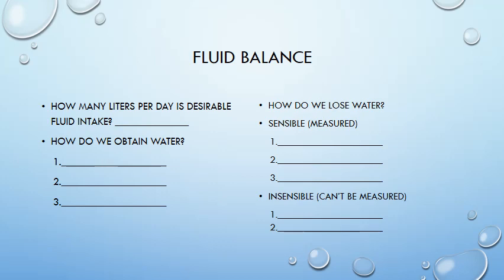How do we obtain water? How does our body get water? So think about that and bring your answers into class. How do we lose water? Okay, there are two ways that we lose water, sensible and insensible. Sensible means that we can measure it. Ways that we lose water that are measured. And insensible cannot be measured. So there's a couple ways that we can lose water that we can't measure, but we know that we're losing it.